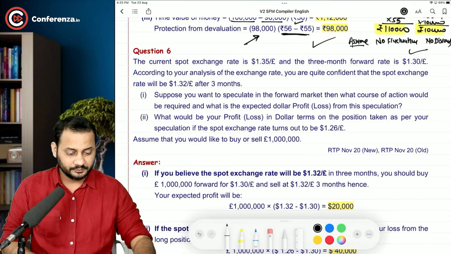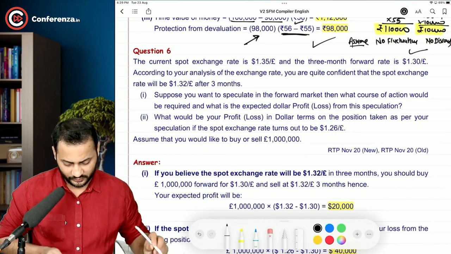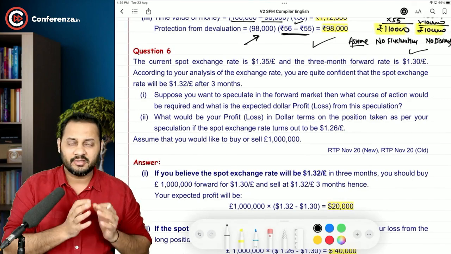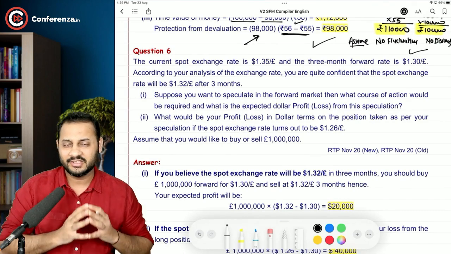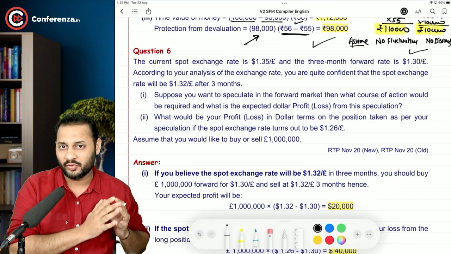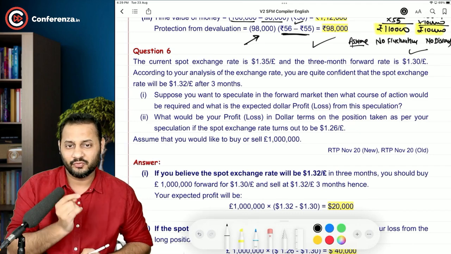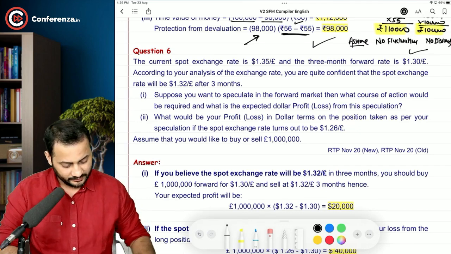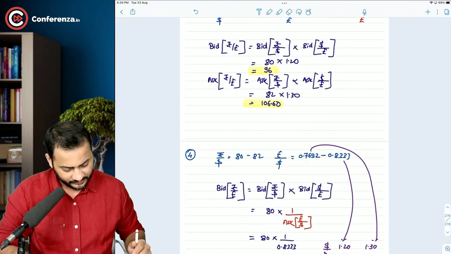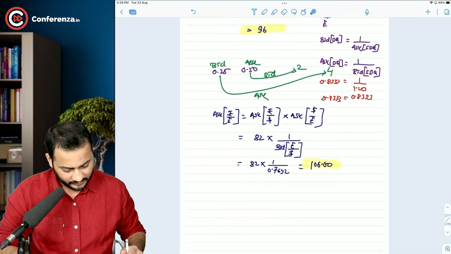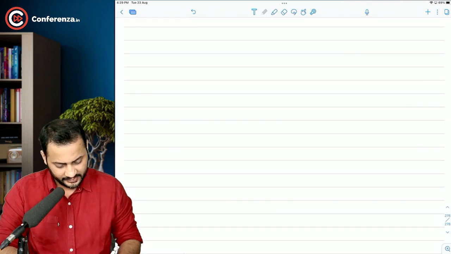Question number 6 now. Now let's have a look. The current spot exchange rate is $1.35 per pound. 1 pound can cost you 1.35. So it's better to present it in terms of a timeline. You will understand it better.